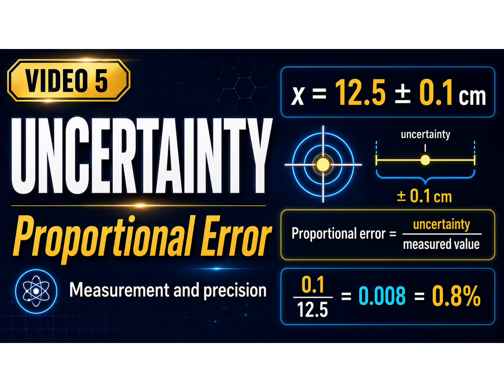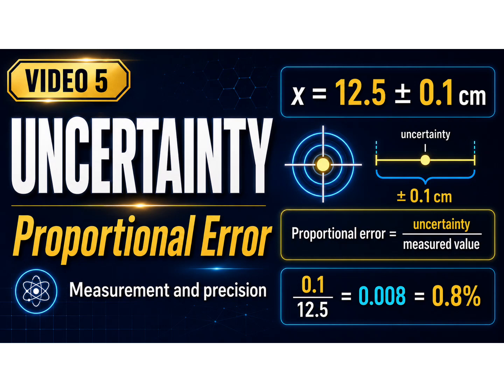In this video, we will discuss uncertainty and proportional error. These ideas are important because measurements are never perfectly exact. This does not mean measurements are wrong. It means every measuring tool has a limit. A ruler, a stopwatch, a balance, and a thermometer, all of these have some uncertainty.